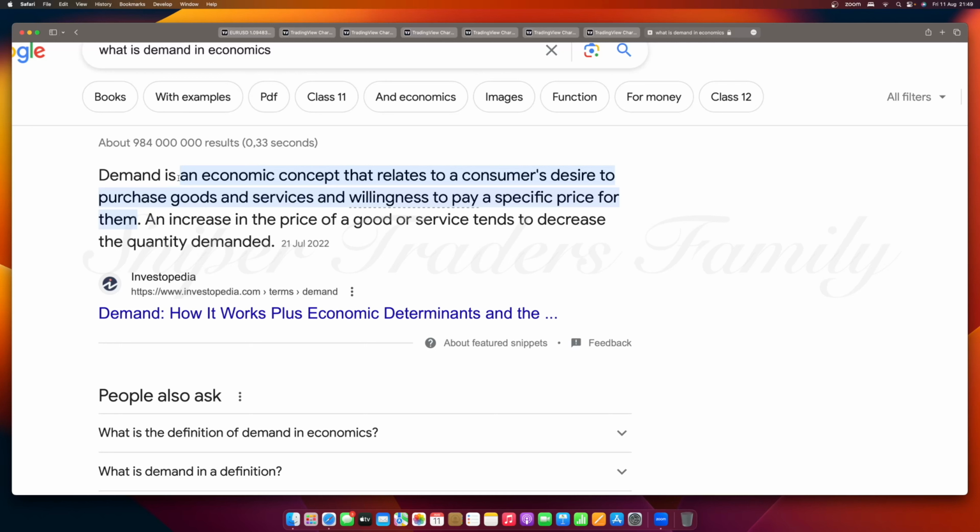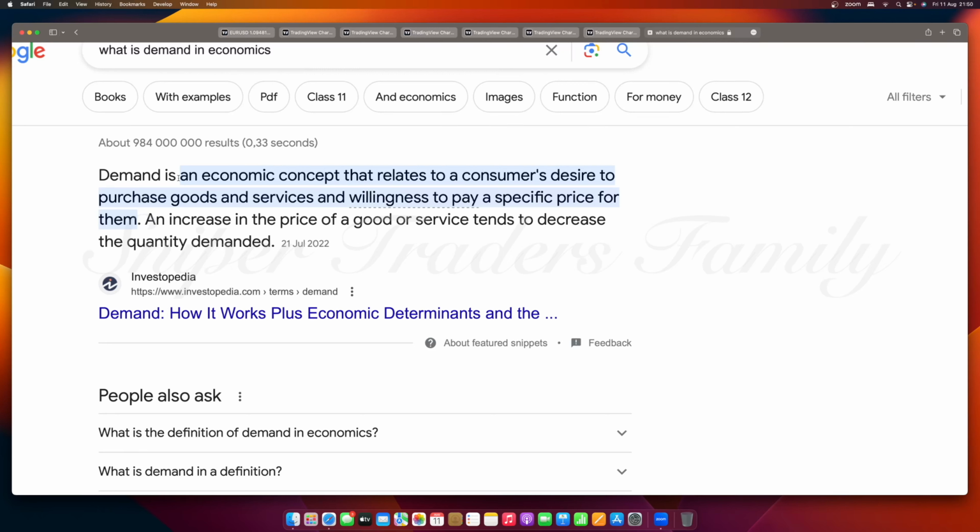So now this gives us more understanding that demand is an economic concept that relates to a consumer's desire to purchase goods and services. If I see a particular stuff I like, maybe a particular commodity, and I want to buy it, I'm having demand for it. I want to get it. Let's say I told some of my friends also, and they feel it's nice to get it. Now we all have a demand for this particular commodity.